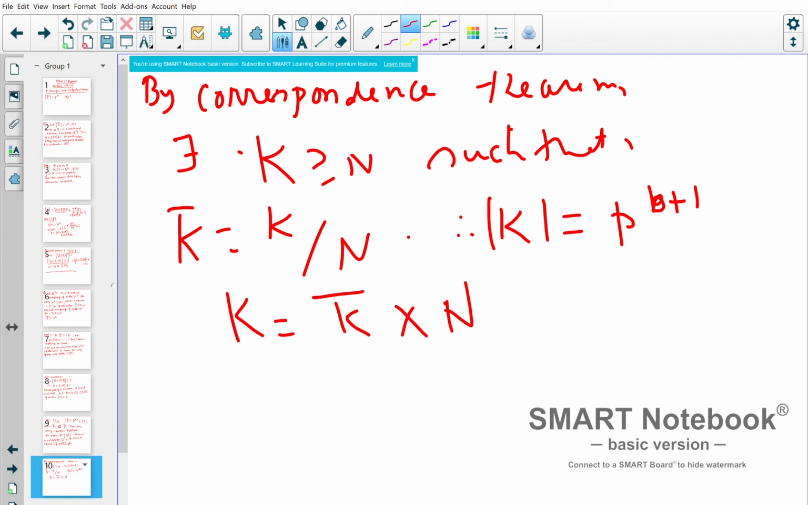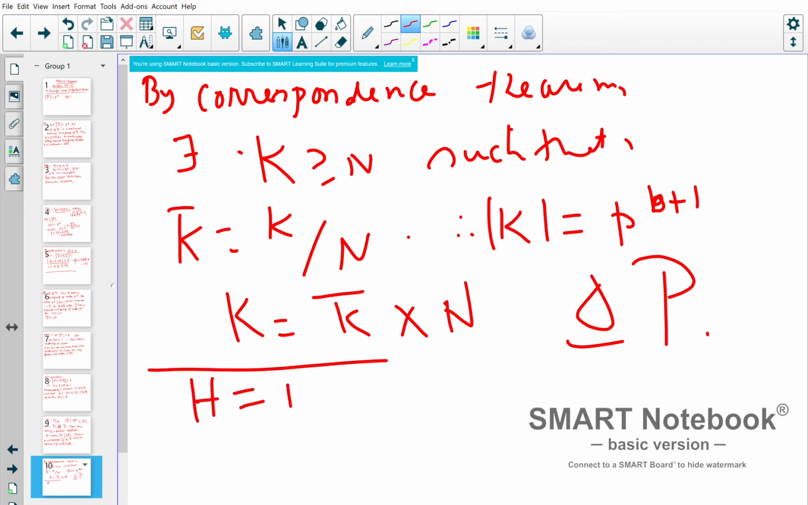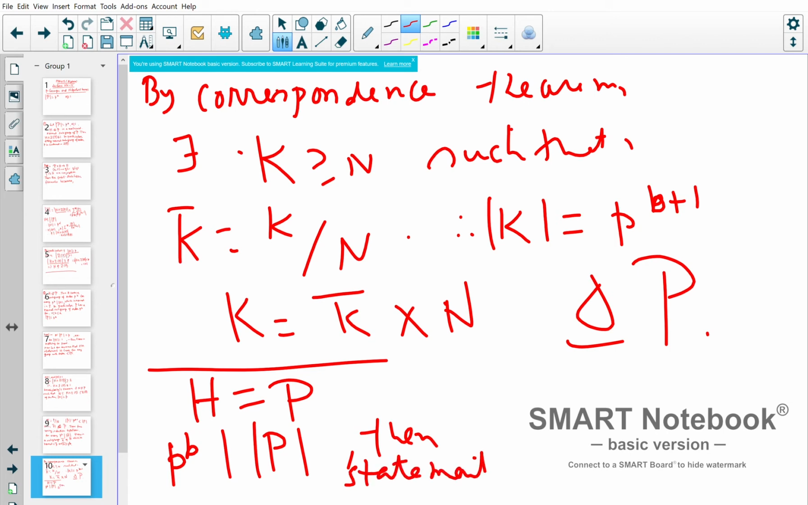Okay, this is also normal in P. Now in particular, when you choose H equal to P, then for every proper divisor p to the power b dividing the order of P, the statement is true. What does that mean? That means you have a normal subgroup of order p to the power b. Clear? So this completes the proof.